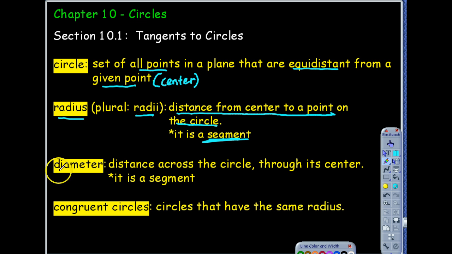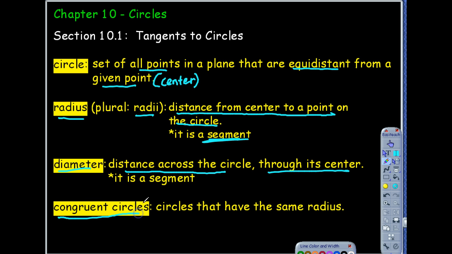The diameter is basically the distance across the circle through its center, and is also a segment. So again, distance across the circle through its center. Because it's a segment, where are the endpoints located? The endpoints of a diameter would both be on the circle, but it has to contain the center as part of that segment. Exactly, because you're going to hear this distance across the circle again, but it doesn't have to go through the center. We'll see that in just a minute.